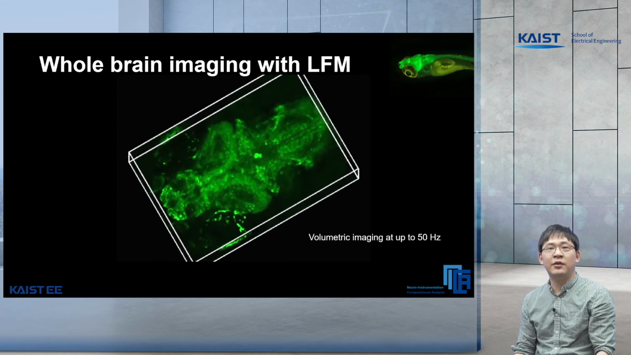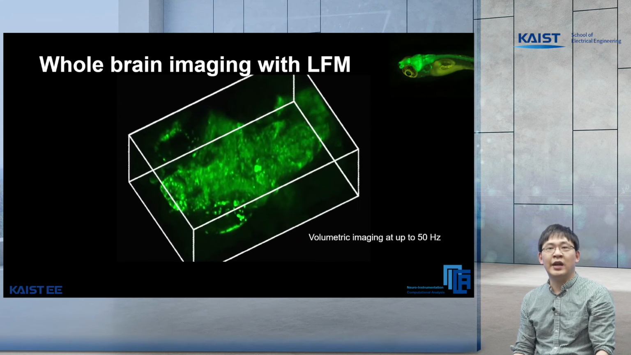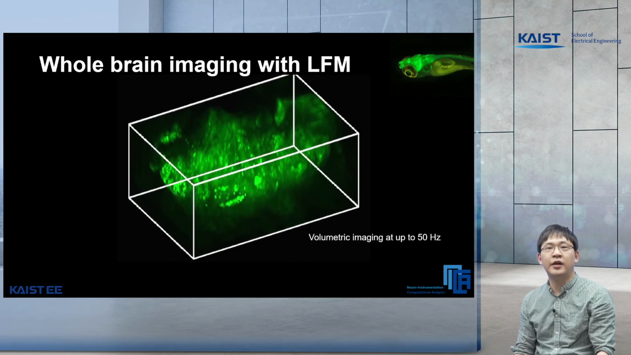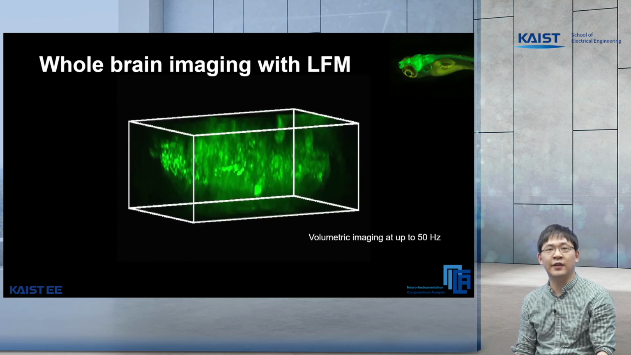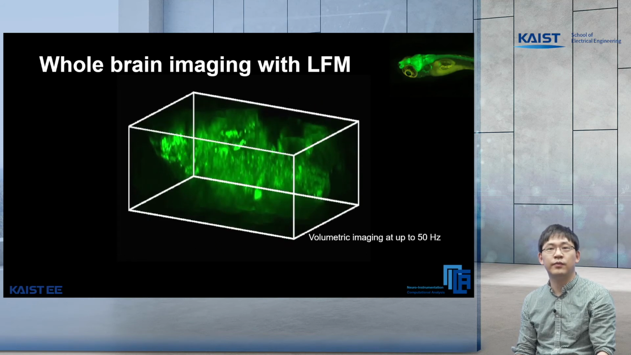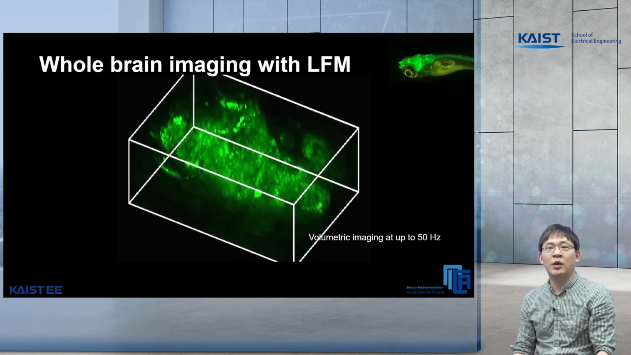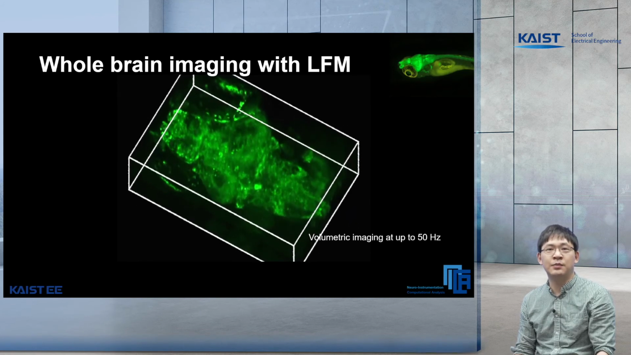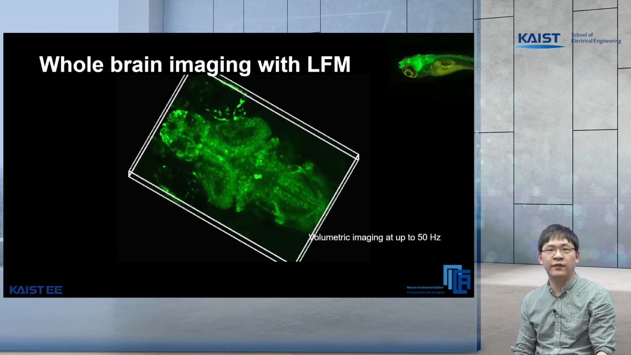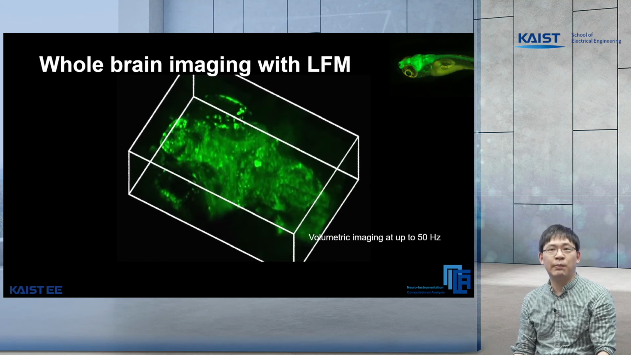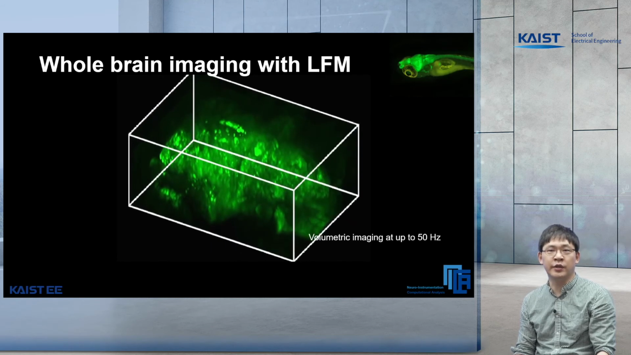And here's an example video of the fish brain. You can actually see the neurons blinking here and there, which correspond to neuronal activity. We were able to image the brain activity at extremely high speed, in this case at up to 50 Hz, but the price we had to pay was the decrease in resolution.